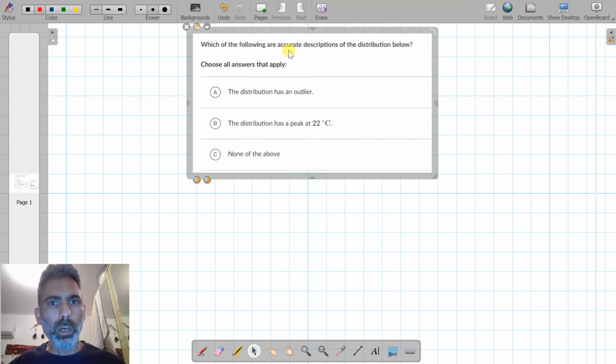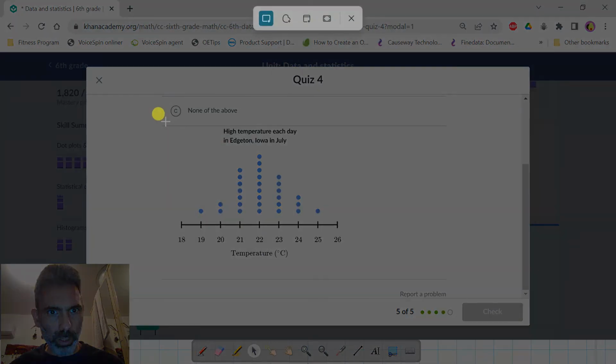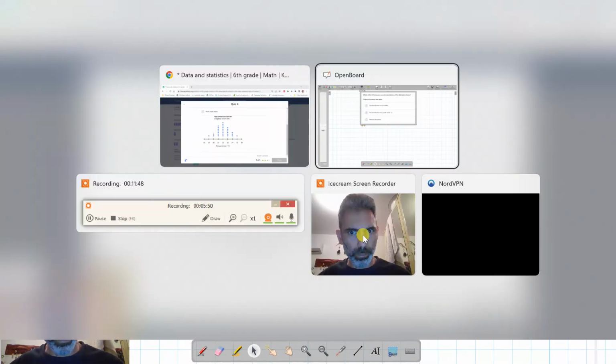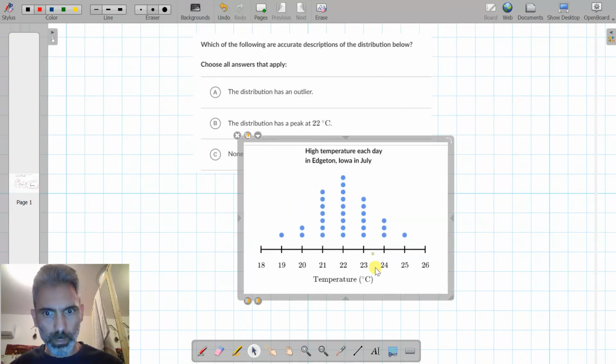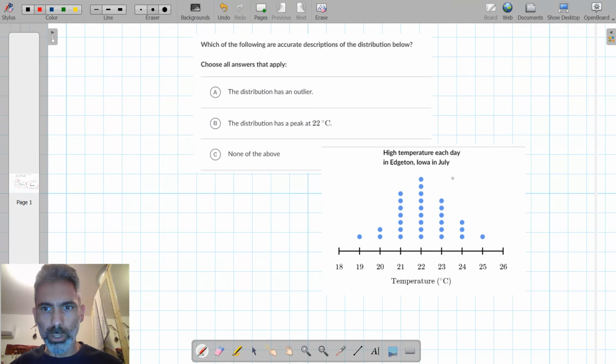Which of the following are accurate descriptions of the distribution below? Choose all answers that apply. Okay, so let's copy the dot plot. So this dot plot shows the high temperature each day in Edgeton, Iowa in July.